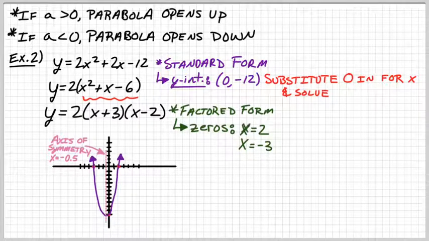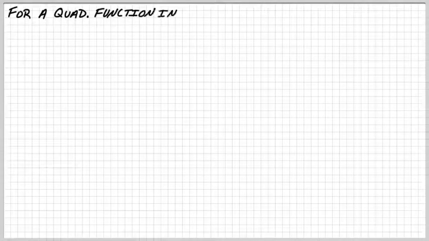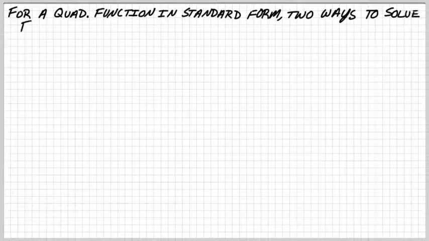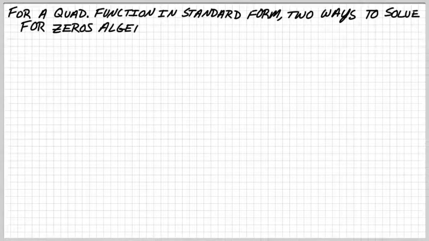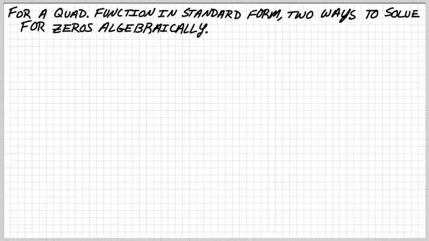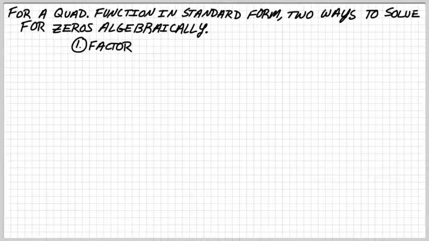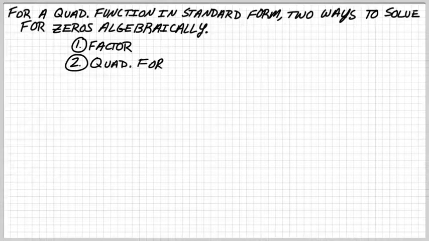Okay, last little bit here. Just to remind you, for a quadratic function in standard form, it's not obvious sometimes what the zeros are, like in factored form, but there are two ways that we could solve for them algebraically. First way is factoring, and if you can't factor it, any quadratic, you can always get the answers if you know the quadratic formula. So that's just a reminder on those two pieces.